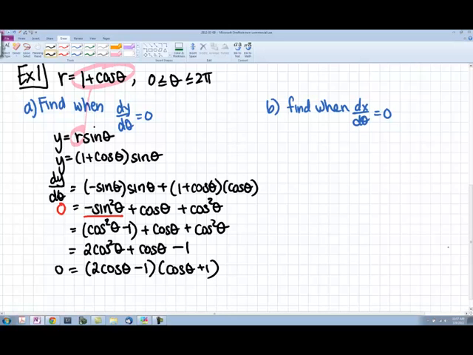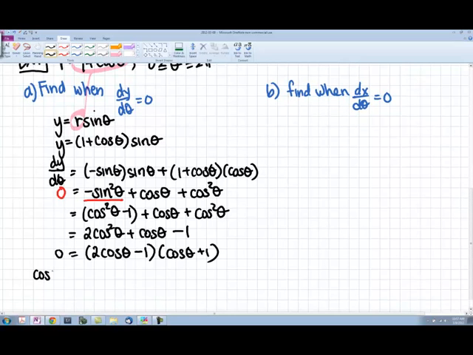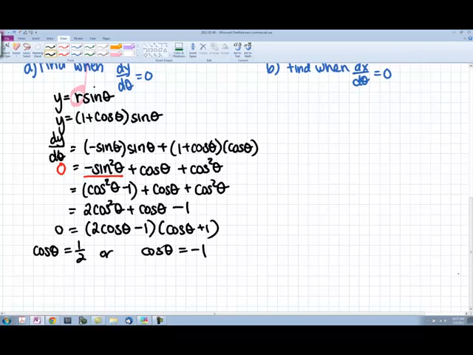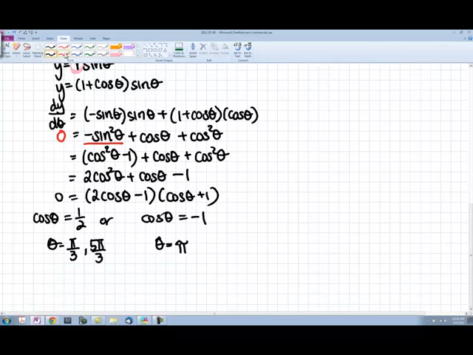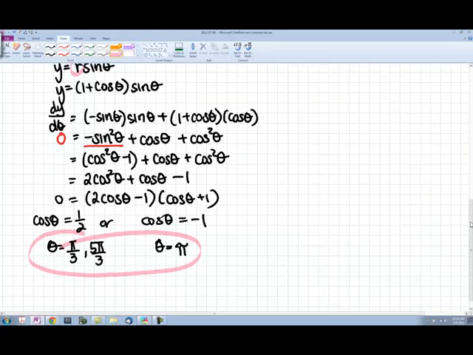So since this is set equal to 0, I know that cosine theta has to equal 1/2, or cosine theta equals negative 1. So cosine theta equals 1/2 when theta equals pi over 3 or 5 pi over 3. Now this is off our unit circle. And cosine theta equals negative 1 when theta equals pi. So our interval was from 0 to 2 pi, so these are my three answers. At these three theta values, dy d theta equals 0.